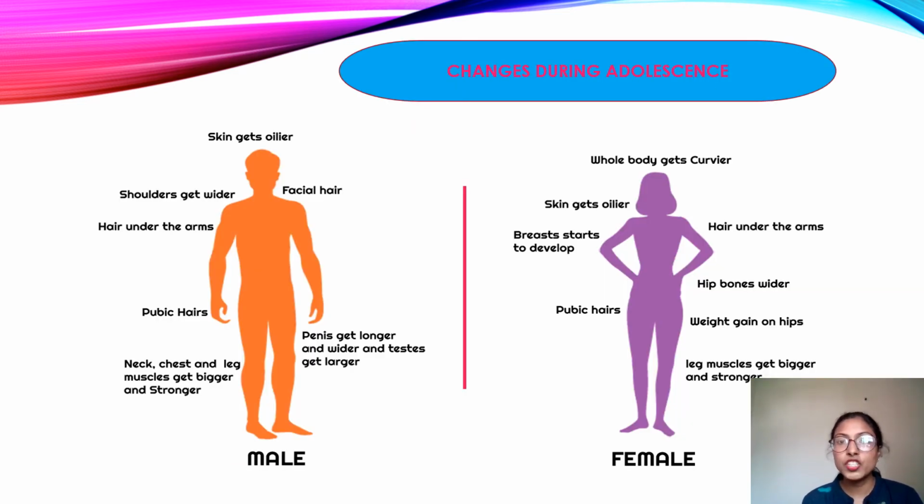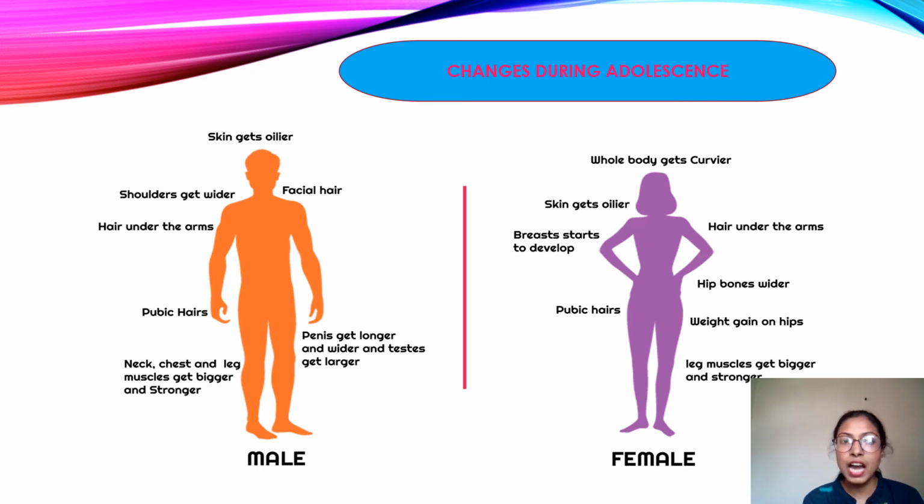So here in this picture you can see the changes which occur in a male as well as in a female during the adolescent stage. Let us consider the male first. The skin gets oilier, which means pimples start appearing on the face due to the oiliness. The next one is facial hair. The boys might have observed the changes in themselves, that they start growing facial hair. Next, the shoulders get wider, so the shoulders become broader.